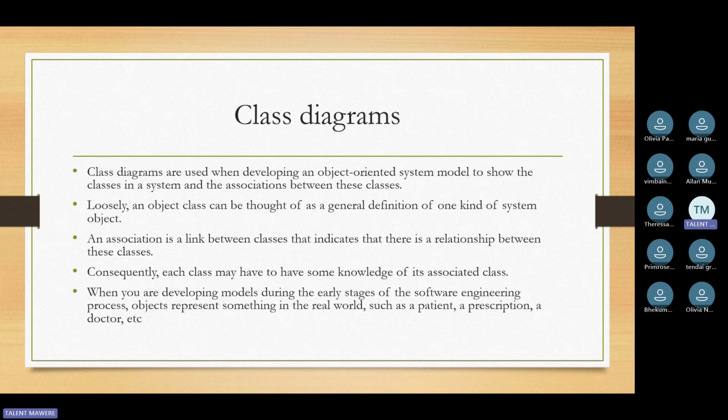When you are developing models during the early stages of software engineering, objects represent something in the real world. For example, if you are developing a hospital management system, a real world thing in such a system would be patients, the doctors, the prescriptions, and so forth. You need to identify all the real world objects that exist in your particular system. That frames the starting point of your class diagram.